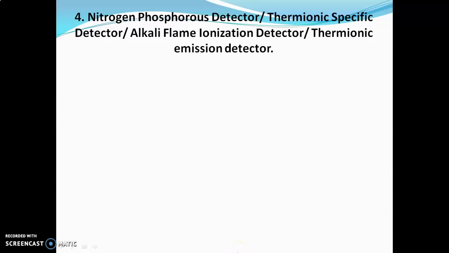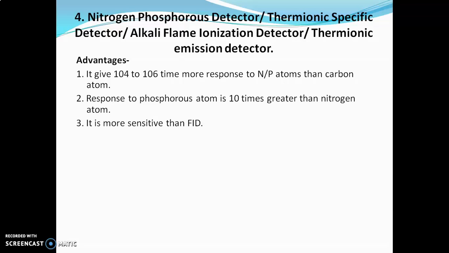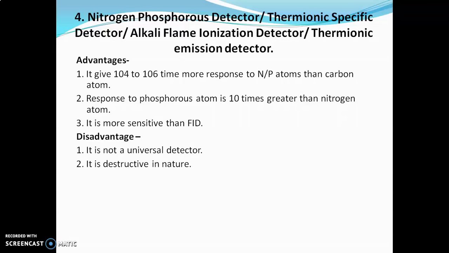Now we will go for advantages and disadvantages of nitrogen phosphorus detector. First advantage is it gives 10^4 to 10^6 times more response to nitrogen and phosphorus atoms than carbon atom. The response to phosphorus atom is 10 times greater than the nitrogen atom. It is more sensitive than flame ionization detector. Disadvantage: it is not a universal detector. It destroys the sample.